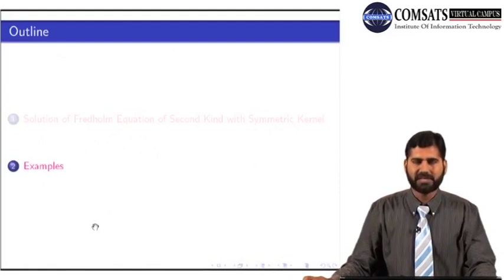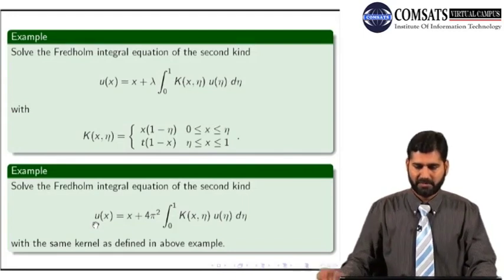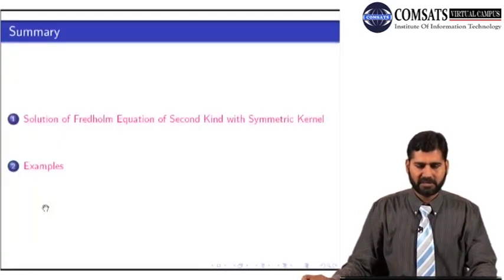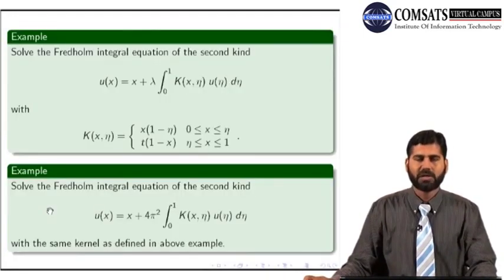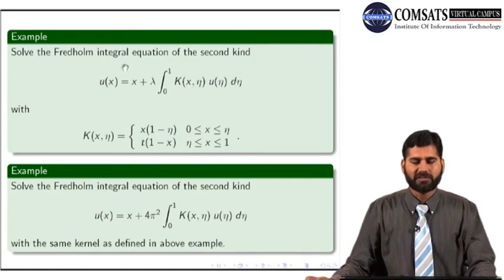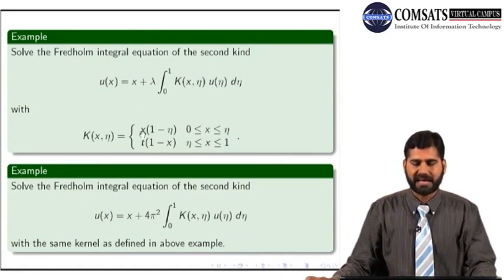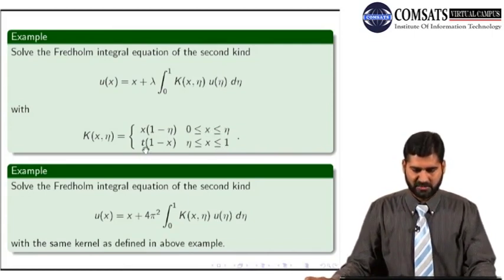So let's see some examples of how these things happen in practice. I'll do both of them, one by one. The first example is: solve the Fredholm integral equation of the second kind. f(x) is x here, and your kernel is given by this one. This is a symmetric kernel: x times (1 minus eta) for eta from 0 to x, and eta times (1 minus x) for eta from x to 1. This is eta outside, not t.